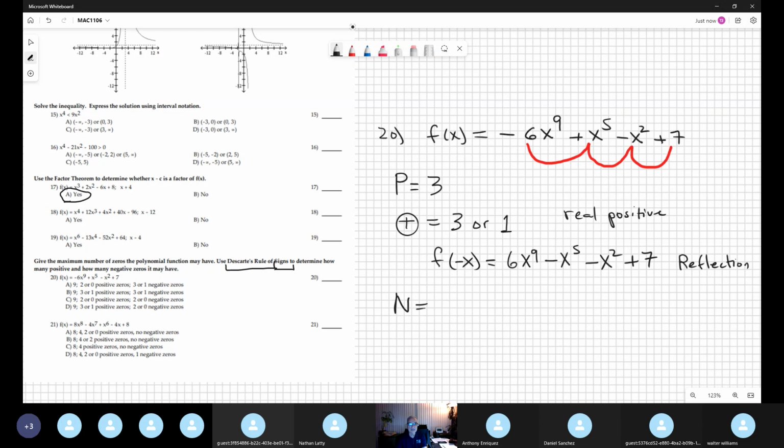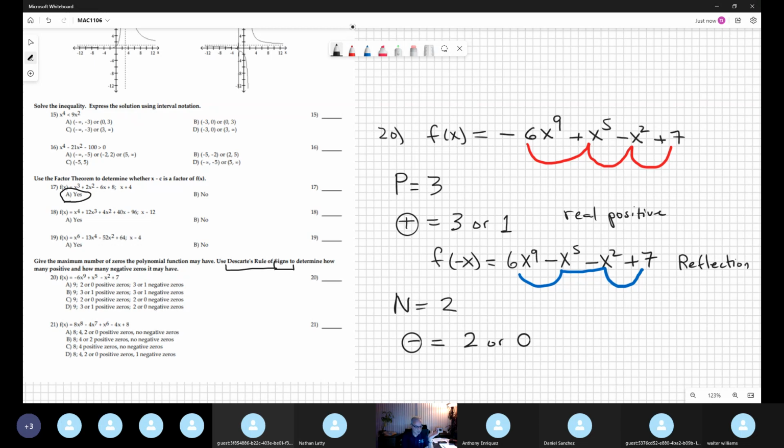Now I investigate the number of changes of sign of this new polynomial, which is called M. Is it positive, negative? 1. Is it negative, negative? No. Is it negative, positive? 1. Actually, M is equal to 2. Now the number of negative real zeros is 2 or 0. Remember, you always subtract 2. You take P or M minus 2 or minus 4 or minus 6. You subtract the even number until you stop. You stop when you have a negative number, and a negative number has no sense.